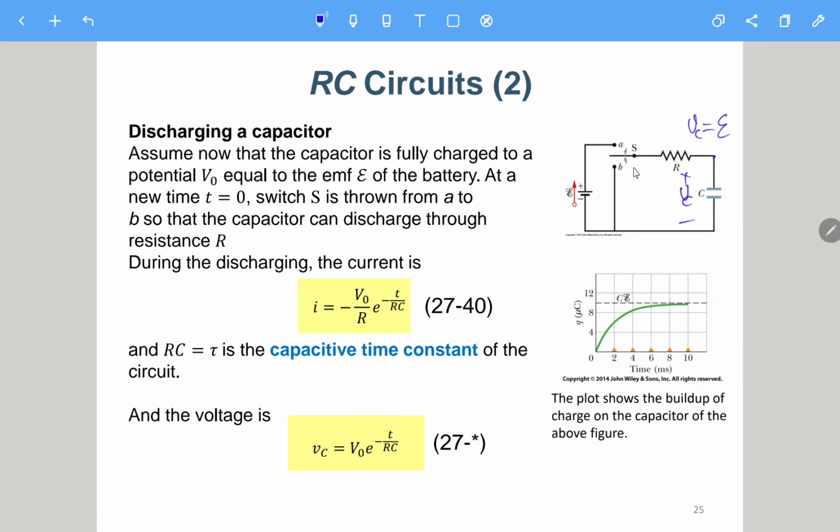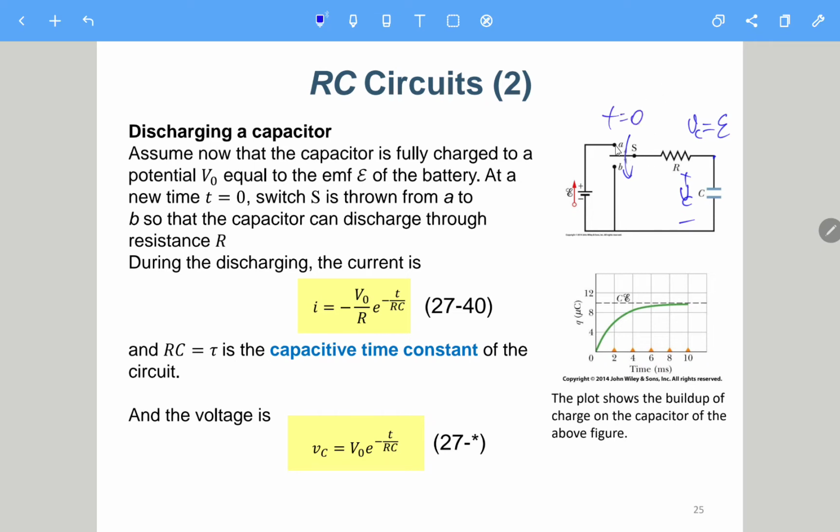it off. Because if the switch remains short to the battery, then this voltage remains at E, and then there will be no current anymore because the capacitor is already full. Okay, so in this sense, we try to switch it from A to B, and then we try to reset the time for t equals zero.